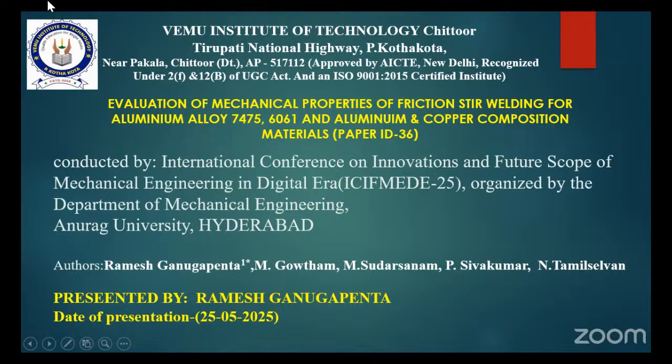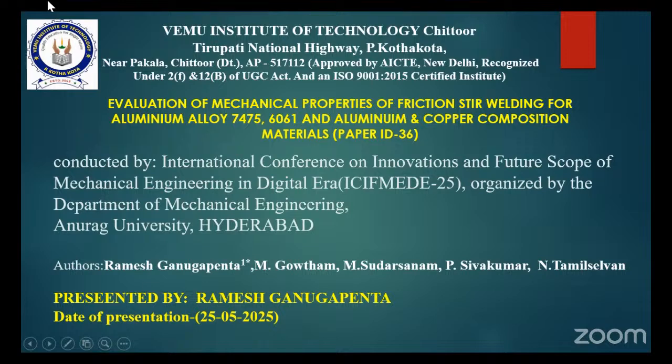Then we conduct this experiment. Finally, we get the following impact strength in Newton per mm square. The highest impact strength is 38.66, for aluminum 6061, and the lowest impact strength is for the aluminum copper composition material. In the hardness test, aluminum 6061 gets the highest hardness, and the lowest is the aluminum and copper composition material.